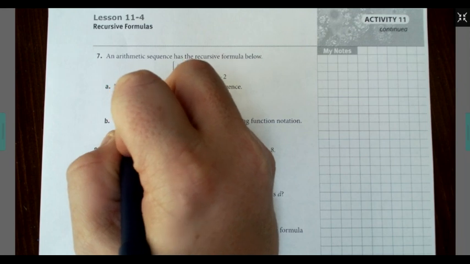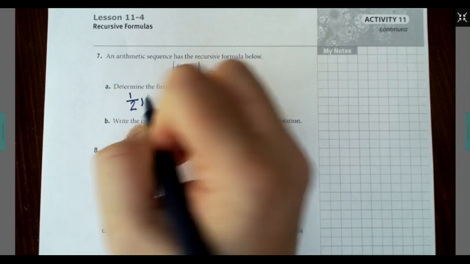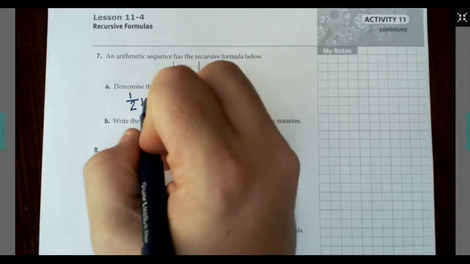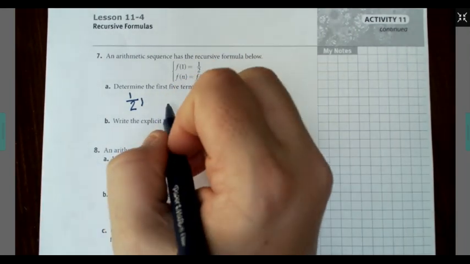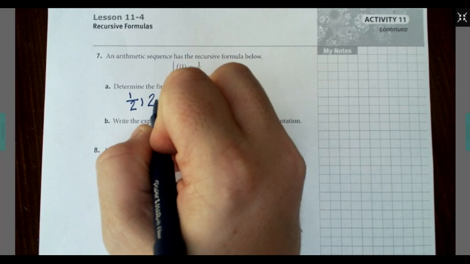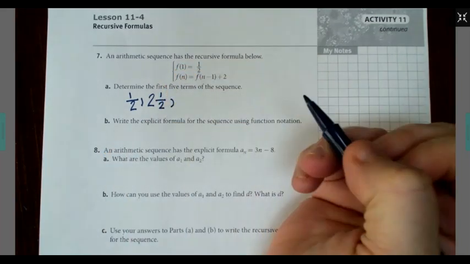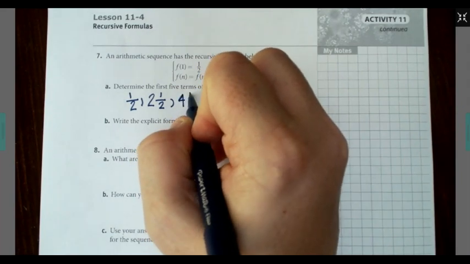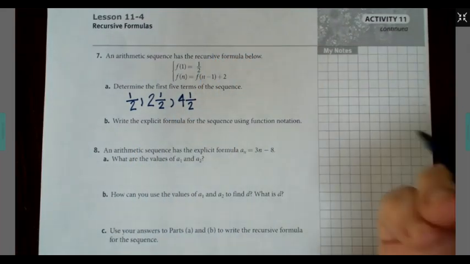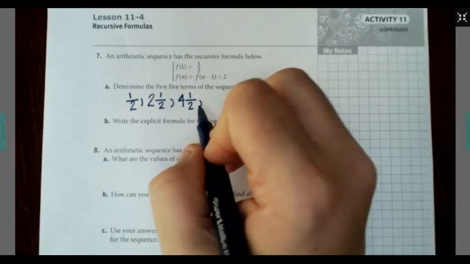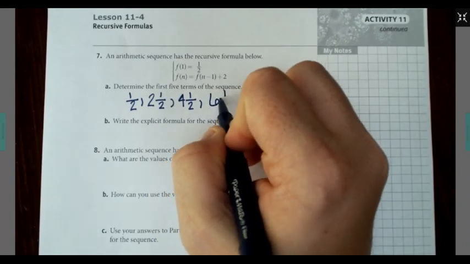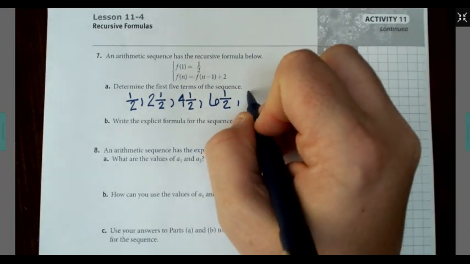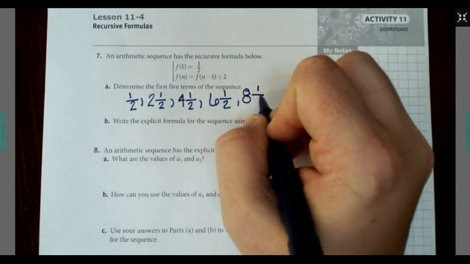So we know that our first term is 1/2. This basically is saying add 2 each time. So we're going to say 2 plus 1/2 is 2.5. Then we're going to say 2.5 plus 2 is going to be 4.5. 4.5 plus 2 is 6.5. And 6.5 plus 2 is going to be 8.5.